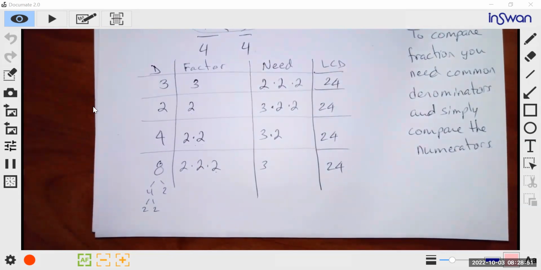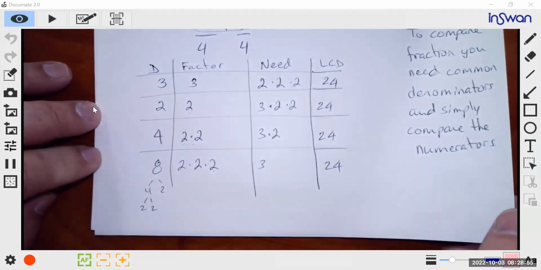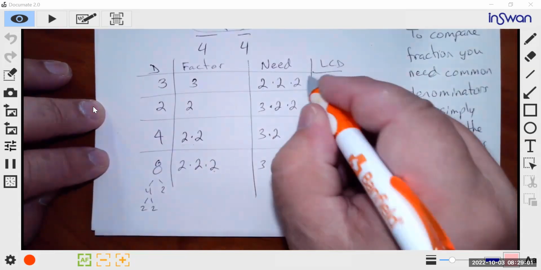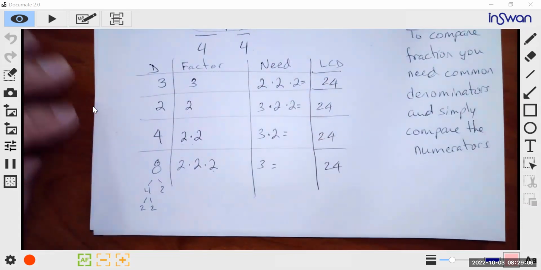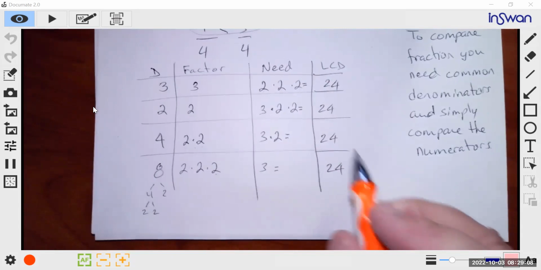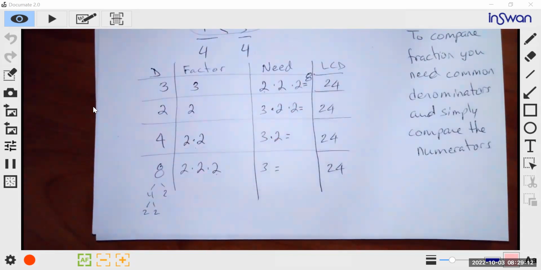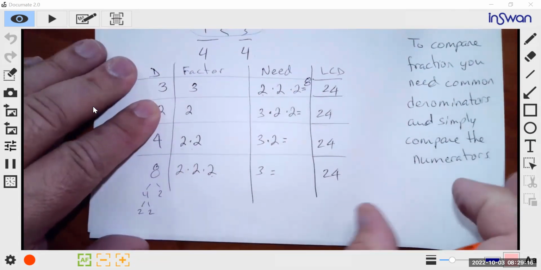So far, so good? If you don't have to use a chart, you can use whatever method you want to. But that's what your objective is, to get the LCD. Now I'm going to use these numbers here to tell me what I multiply to the top. 2 times 2 times 2 is 8. So for the number that has a denominator 3, write these numbers down.